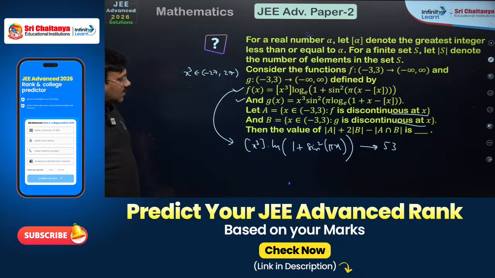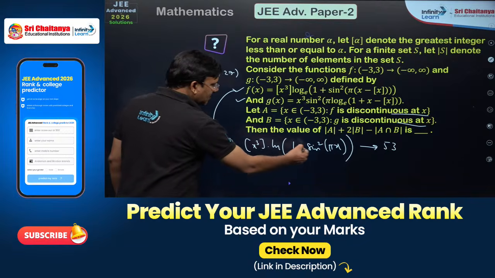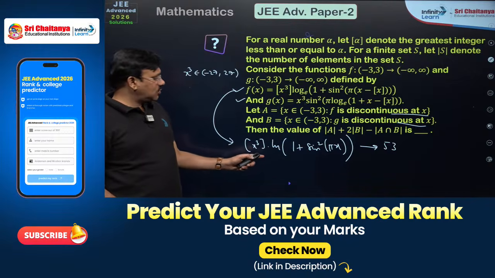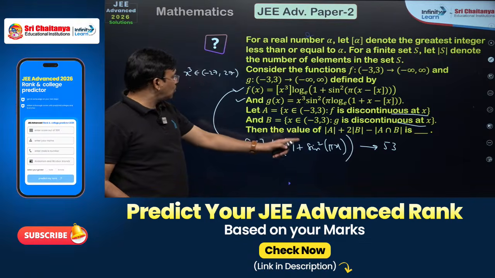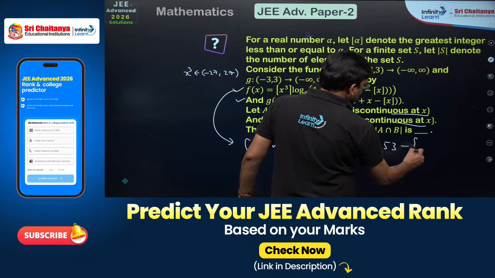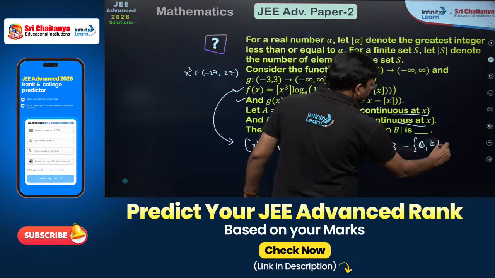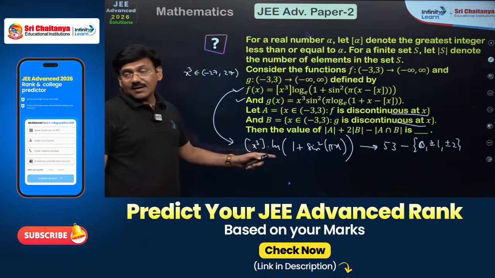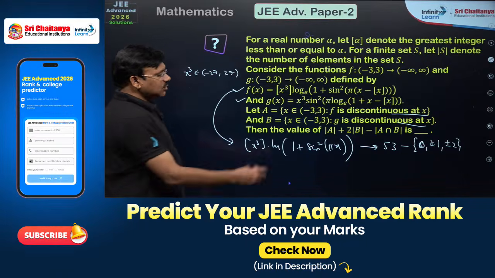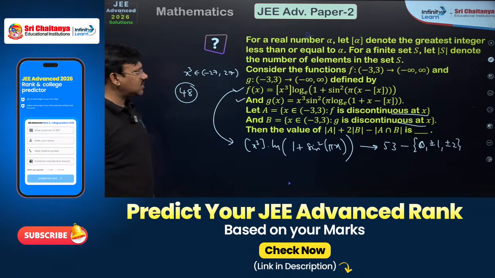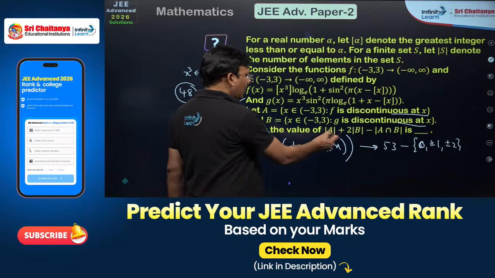But out of these, whenever x is 0, this becomes completely 0, and this part becomes 0, limit extends to 0, and at 1 also, 2 also, x in this interval, so especially 0, plus or minus 1, plus or minus 2, at this point this function completely becomes 0, left hand right hand limit will also be 0, continuous. So 53 minus 5, you will get 48 points where f is discontinuous. So this is going to be 48.